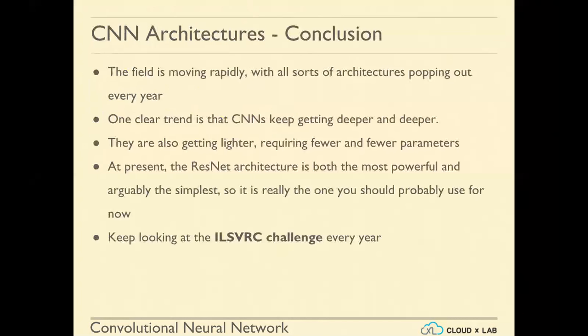All right. So what did we conclude as part of CNN architectures? The field is moving rapidly with all sorts of architectures popping out every year. One clear trend is that CNNs keep getting deeper and deeper. They're also getting lighter, requiring fewer and fewer parameters. At present, the ResNet architecture is both the most powerful and arguably the simplest. So it is the one that you should probably use for now. Okay, and keep looking at the ImageNet challenge every year. So I think we need to update this after going through the 2017 winners.